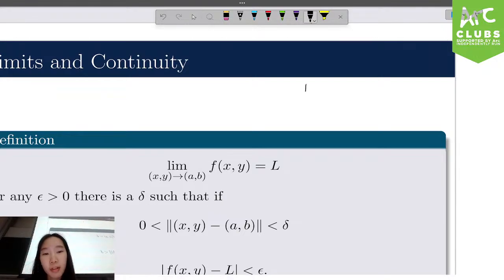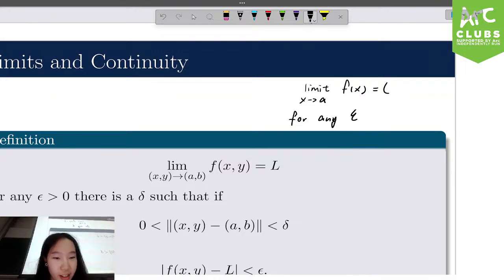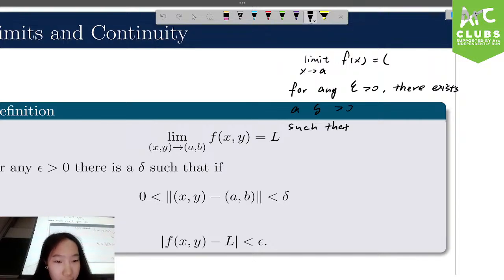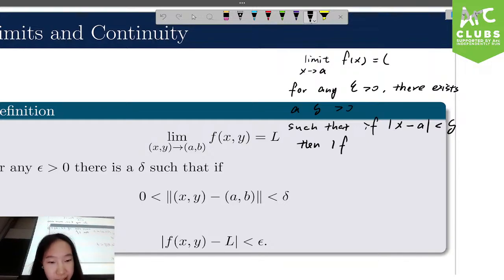So, in first year, we have the limit as x approaches a of f(x) equals L. That means that for any epsilon greater than 0, there exists a delta greater than 0 such that if the absolute value of x take away a is smaller than delta, then we have the absolute value of f(x) take away L, which is our limit, smaller than epsilon. So this is what we learned in first year course.